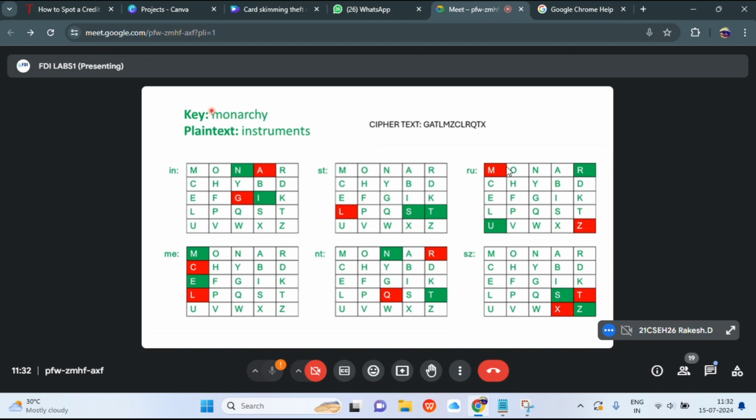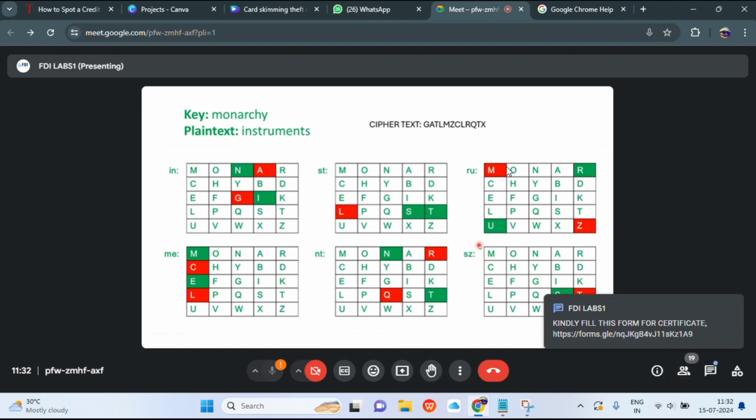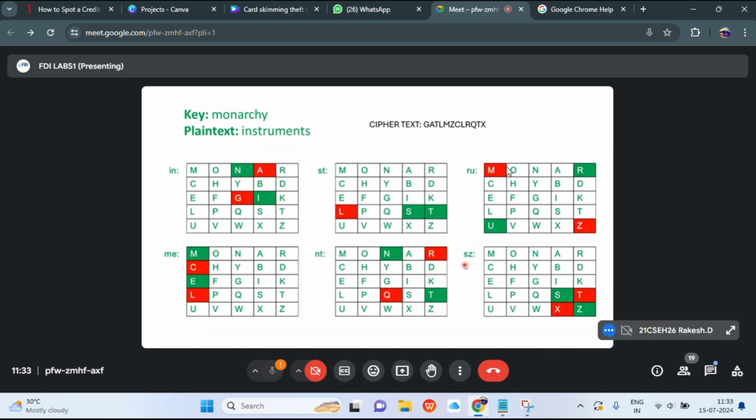See here, our keyword is MONARCHY and the plaintext is INSTRUMENTS. First we'll fill the key letters MONARCHY. We have filled. After that, what should we do? We should fill all the other alphabetic letters. Now we have filled, and we have split also, like IN, ST, RU, ME, NT and S. When you see here, Z is added because, as I said, it should be in pairs. This digraph was alone, this S was alone. So we have added Z to pair the S.